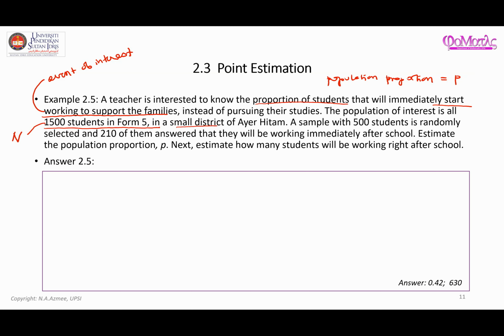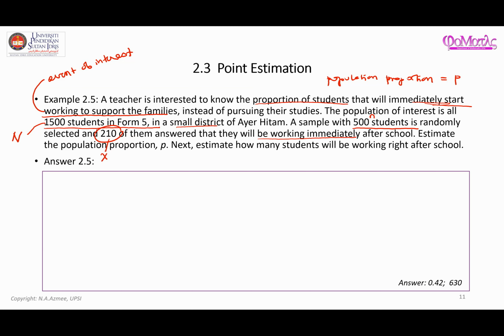A sample with 500 students is randomly selected. So this is the value of small n. And 200 of them answered that they will be working immediately after school. So this is the event of interest, immediately working to support the families. So 200 of them answered that they will be working immediately. So this is the value of x.